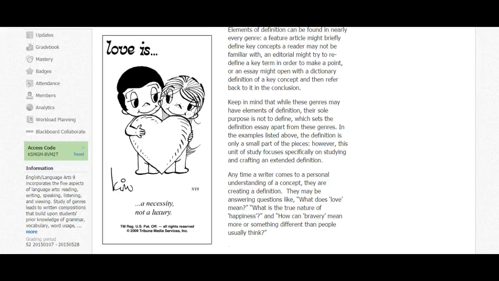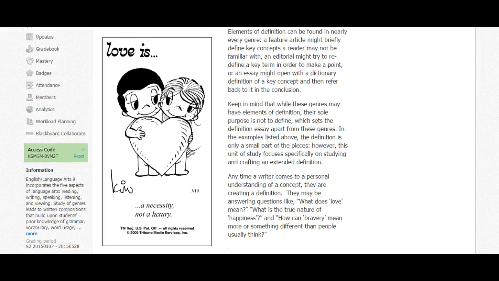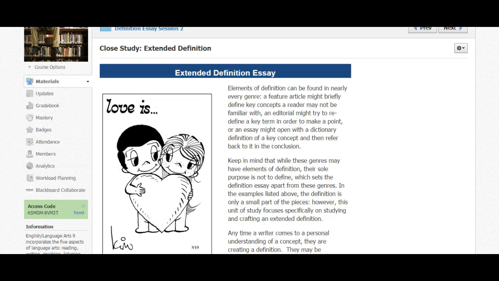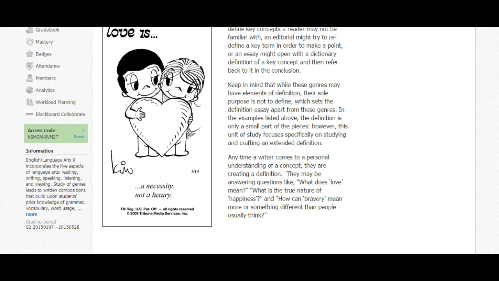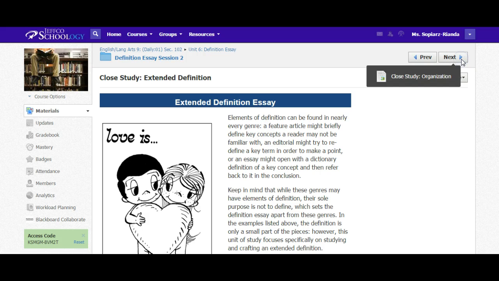And I just came across this and I just realized, I don't know if you guys even remember these Love Is cartoons, but they were all the rage when I was a kid, and I'm sure they're not anymore. But I thought that was pretty cute. Anyway, the idea of an extended definition is really focusing on that concept or idea, and that is the sole purpose of that essay. And again, understanding these concepts, really answering a bigger idea.